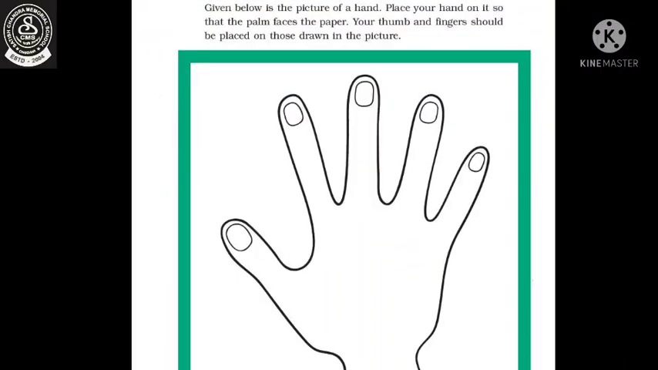What do you think, children? On this picture, which hand of yours will fit? Is it your left hand? Try it. No, our left hand is not fitting over the picture. Now, let's try with our right hand. Yes, our right hand is fitting appropriately on the thumb and other fingers given in the picture.